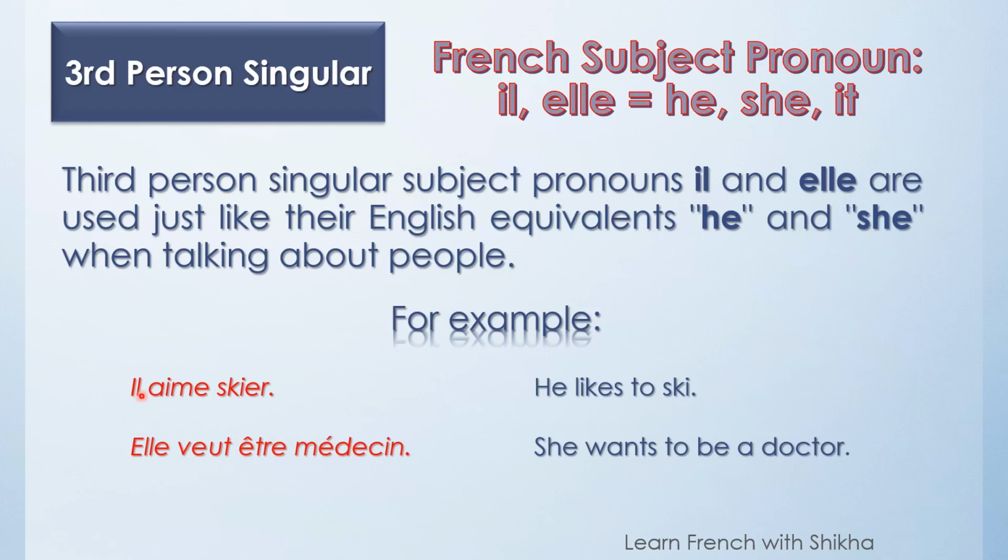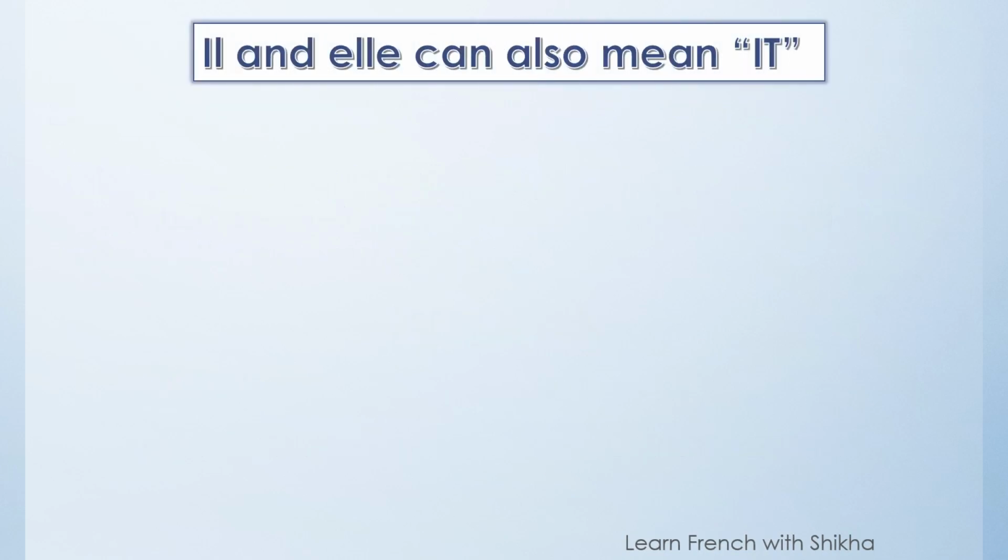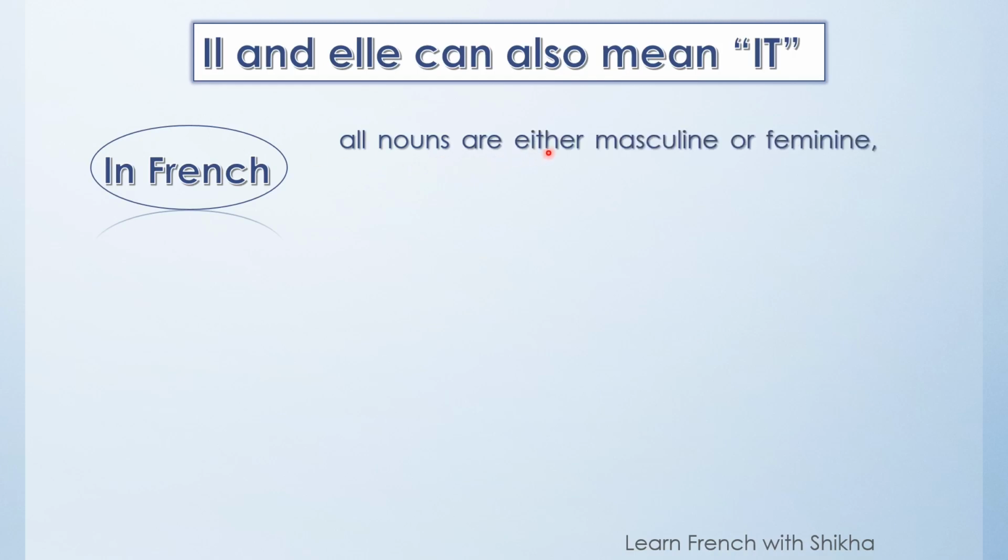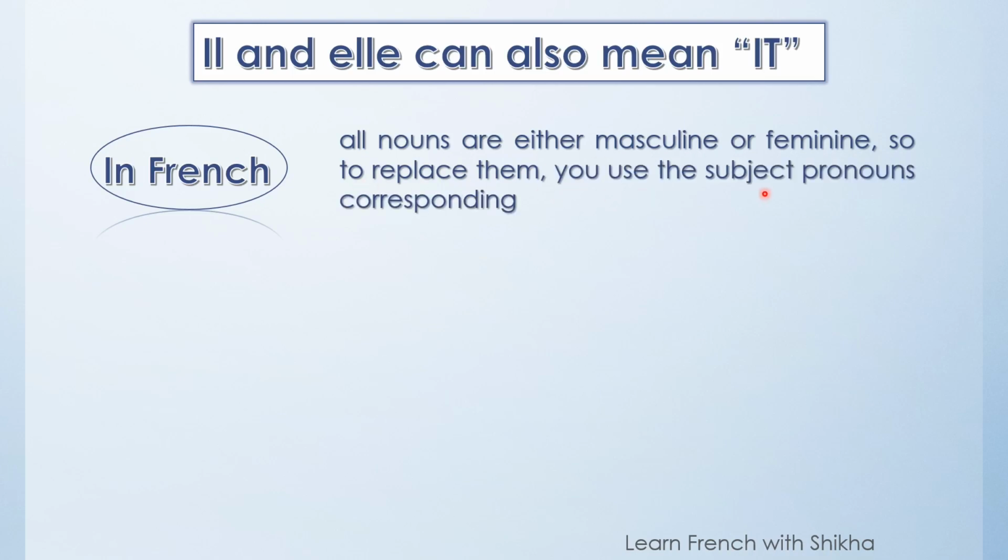So we'll repeat the examples again. Il aime skier. He likes to ski. Elle va être médecin. She wants to be a doctor. Il and elle can also mean it. In French, all the nouns are either masculine or feminine. So, to replace them, you can use the subject pronouns corresponding to that gender. So, if you're talking about a masculine noun, it will be replaced by il, and if you're using a feminine noun, it will be replaced by elle.